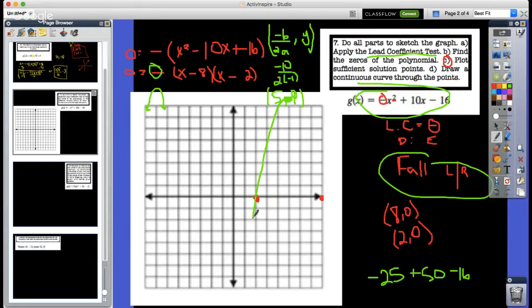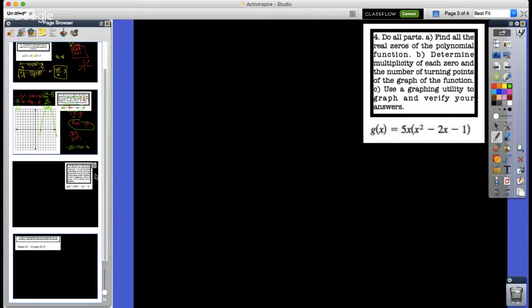So as you see, we could plug it in on this side. To make it even more specific, it might be helpful to find the y-intercept by plugging 0 in for x, which would be negative 16. So that'd be way down here, so that's not necessary. We've got sufficient points graphed to figure out what that graph is doing there. Okay. Awesome. Okay, let's do the next one here.